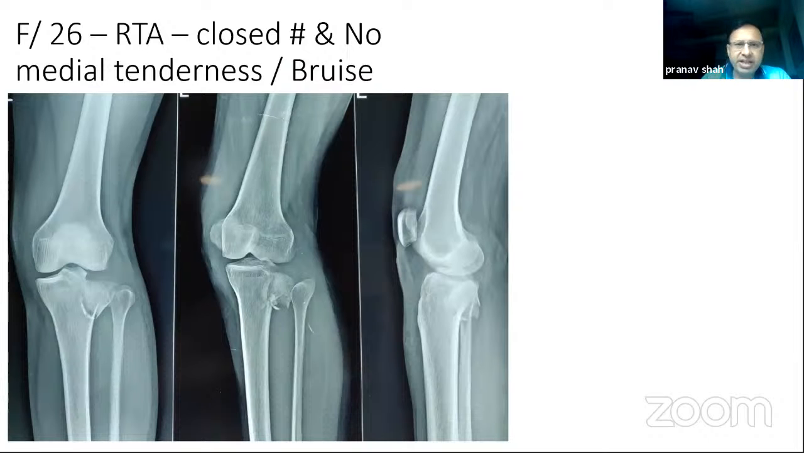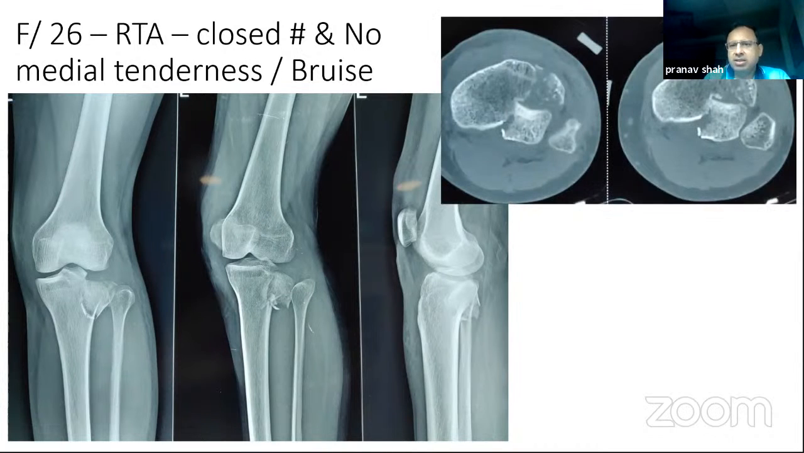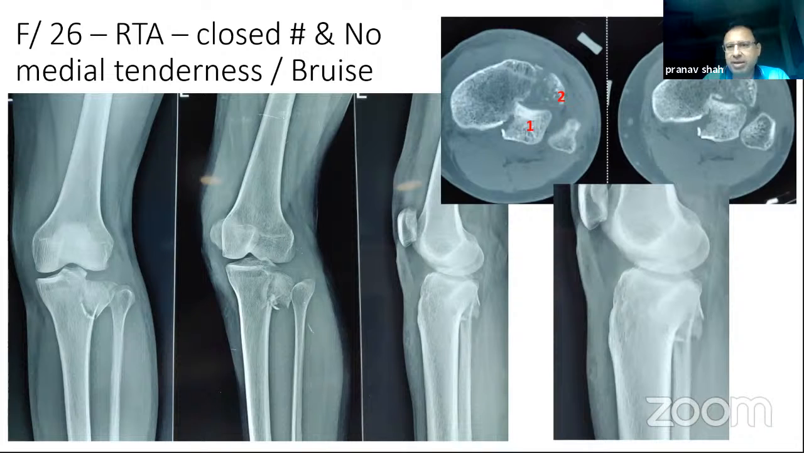It was a closed fracture. There is no medial tenderness, no medial bruise. These are our X-rays, AP, lateral and oblique. As we can all see, there is a lateral condyle fracture. The CT scan shows at least two fragments, one anterolateral and one posterolateral. The posterolateral looks to be a bigger fragment.